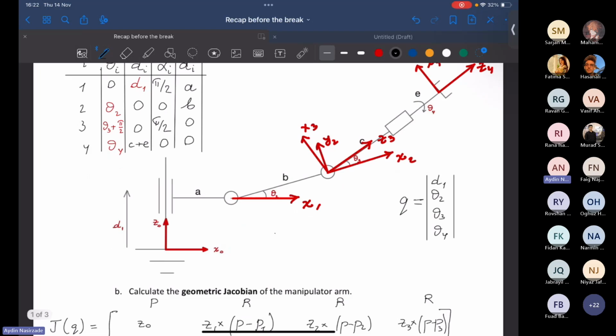Okay, what is z1? If z0 is 0, 0, 1, what is z1? Any guesses? Any random guesses? You can throw any answers you want.